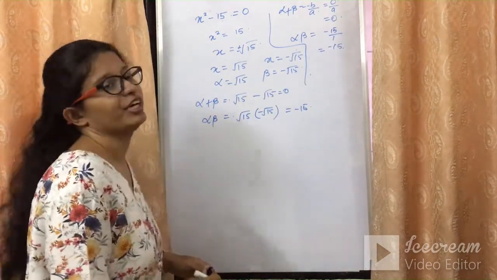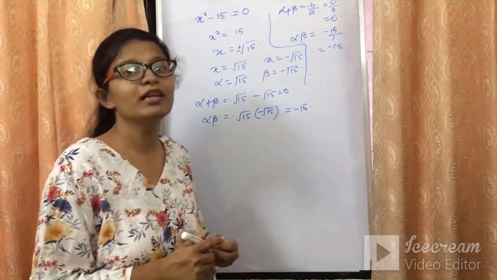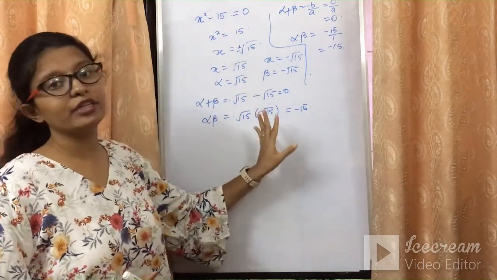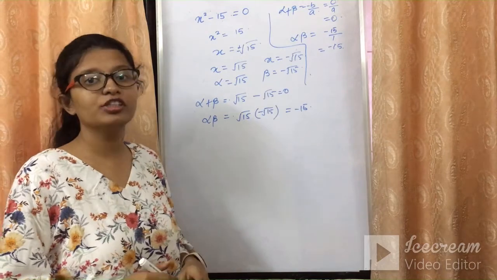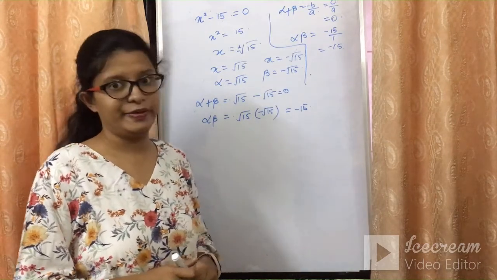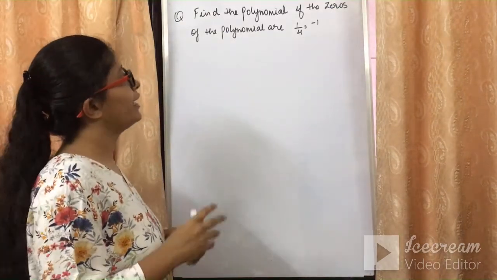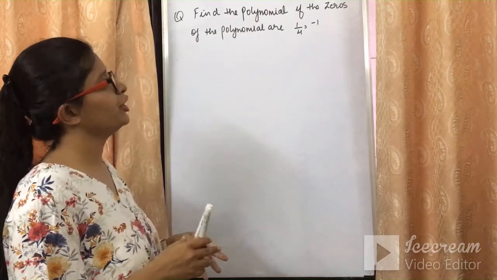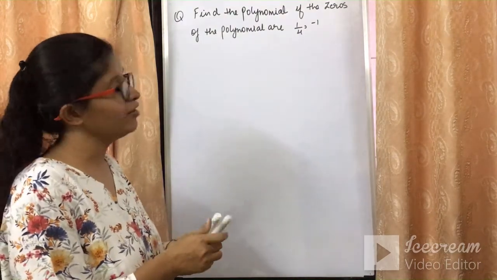I hope the verification part of the zeros of the polynomial and the relationship and how to take out the zeros of the polynomial for the different sorts of equations must be clear. Have a look on this type of question. Find the polynomial if the zeros of the polynomials are 1 by 4 and minus 1.